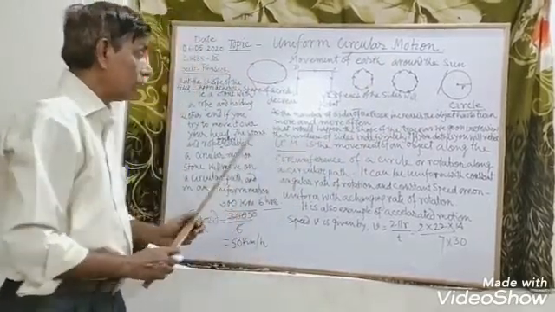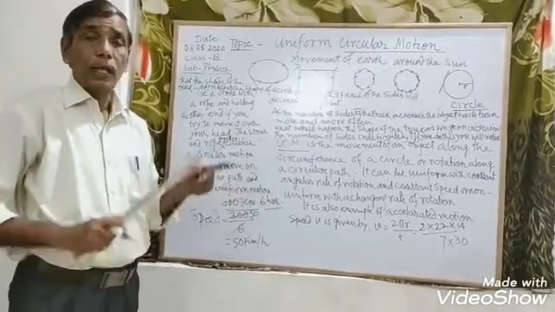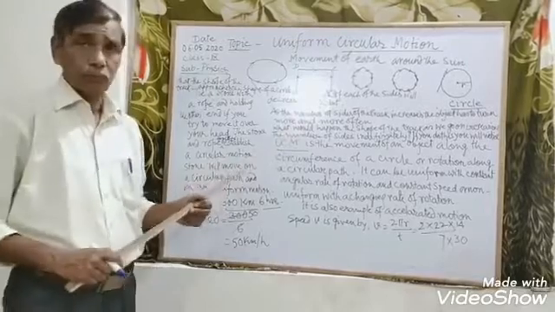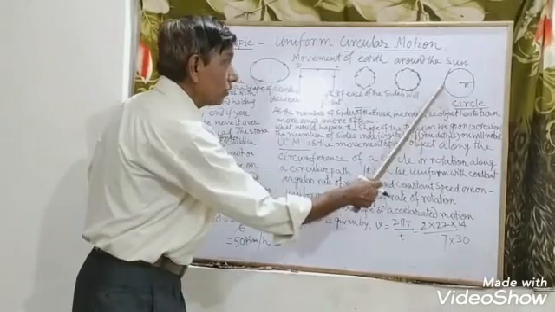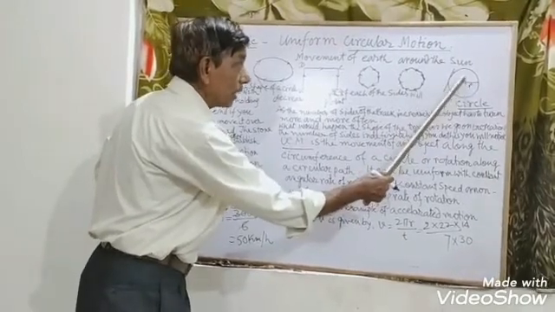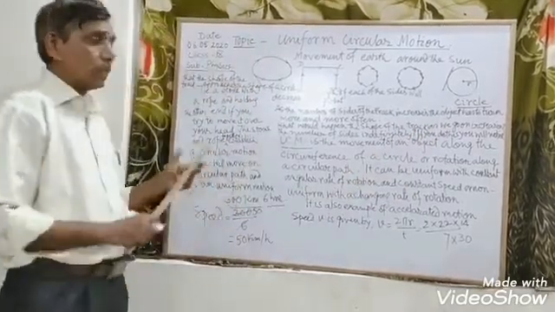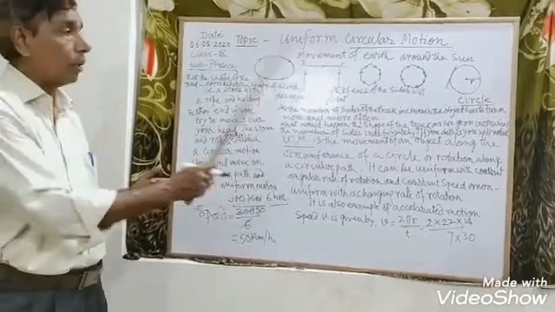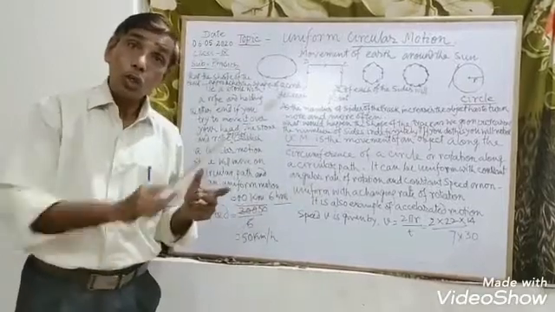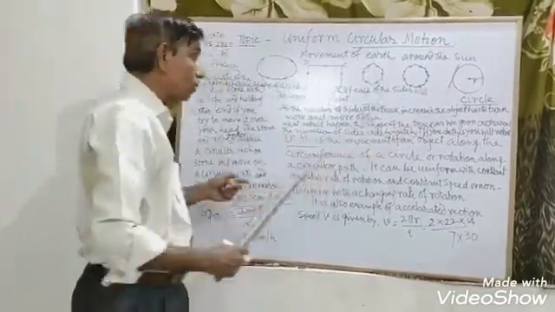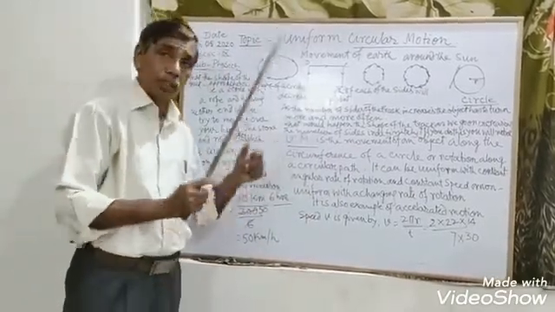Again I repeat, what is uniform circular motion? Uniform circular motion is the movement of an object along the circumference. This is the circumference of a circle. This is the center of the circle. This is the radius of the circle. So, uniform circular motion is the movement of an object along the circumference of a circle or rotation along a circular path. It is called uniform circular motion.